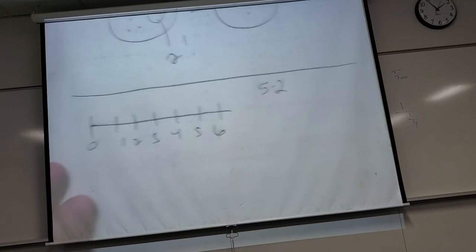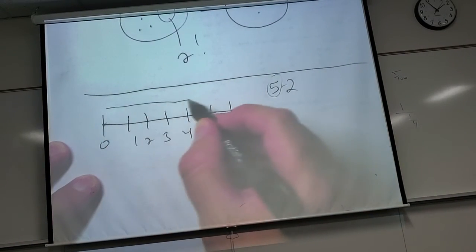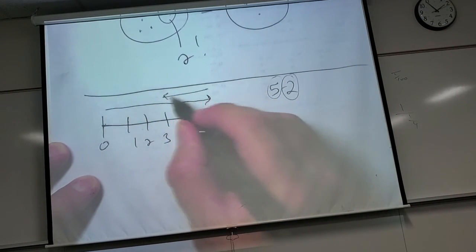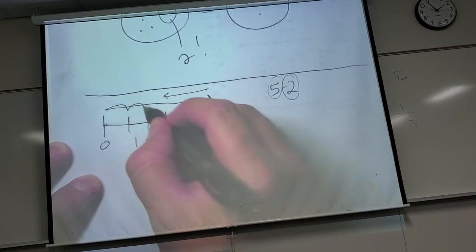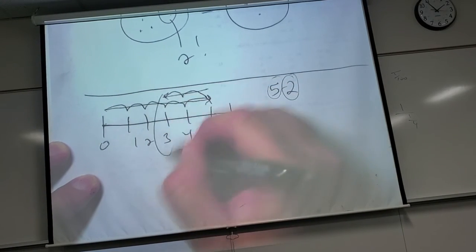Start from 5 and go down. If I go, positive number means go this direction. So back 2. I could be doing the steps: 1, 2, 3, 4, 5. 1, 2 back. So now I'm at 3.